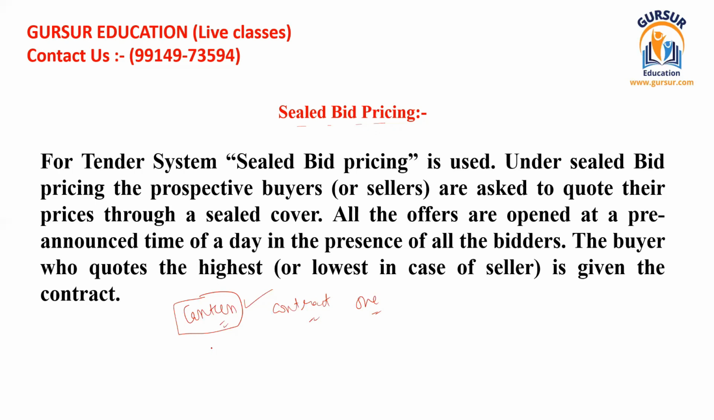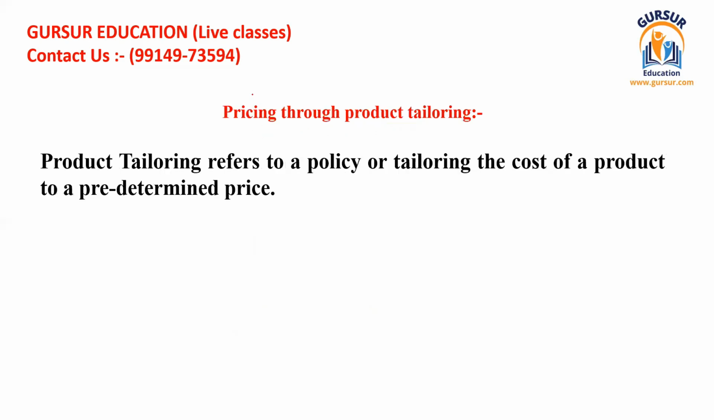So whoever's bid is beneficial to the university or the college, that bid is accepted. This is known as the sealed bid pricing system, and this was the sixth pricing structure we have discussed right now. The seventh is product tailoring. Pricing through product tailoring is also known as tailored price.